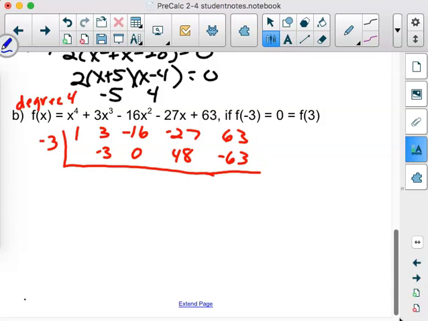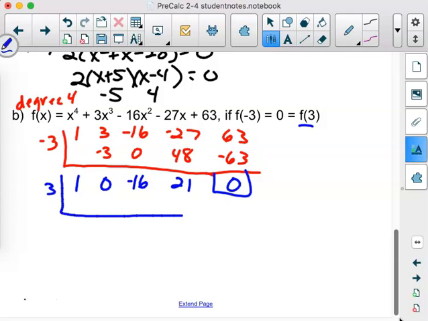1, 0, -16, 21, and 0. Beautiful. So now, because that worked, I'm not going to start over. Remember, I'm trying to work this down to a quadratic. I'm going to use the fact that they also told me that 3 is going to work. So let's do that again.